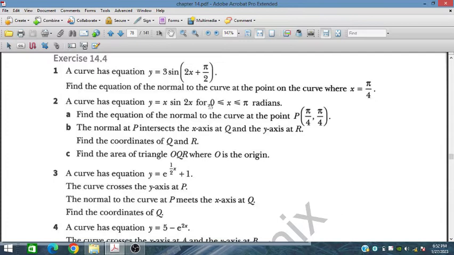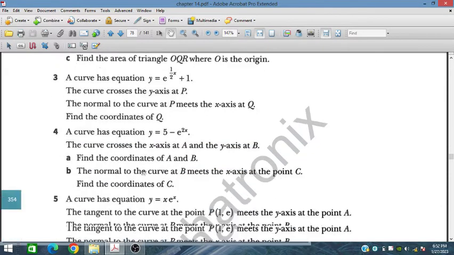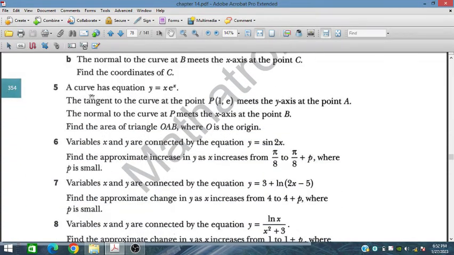Let's solve question number 5. A curve has the equation y is equal to x e power x. The tangent to the curve at the point 1 comma e meets the y-axis at point A.